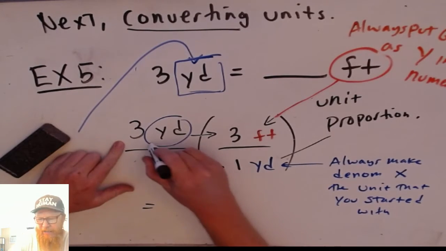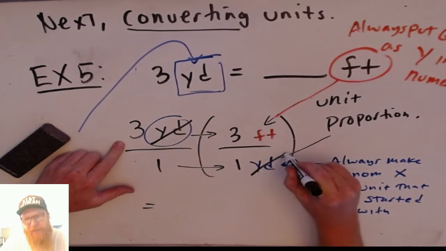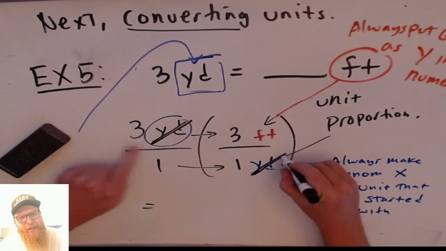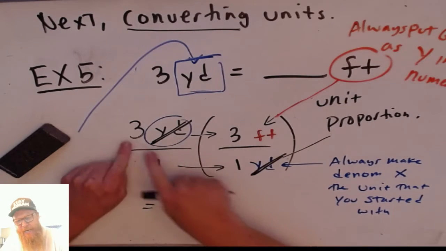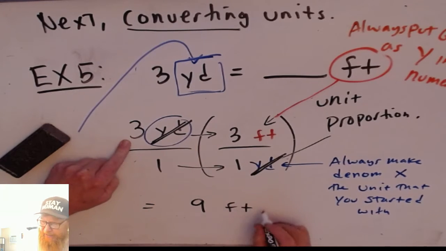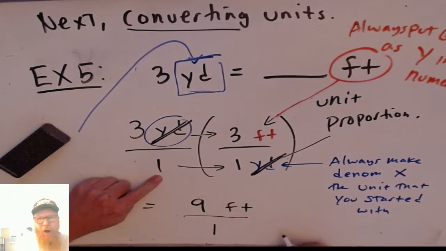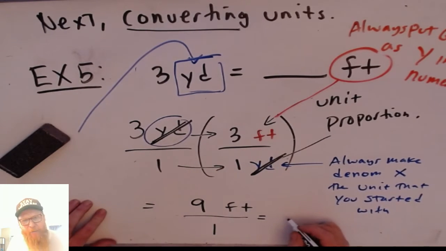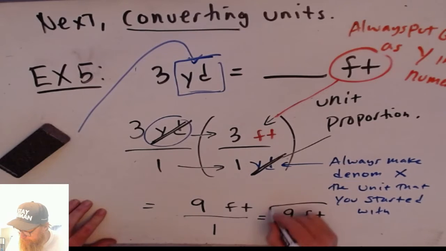So you're going to cross off the yards. Think of those as numbers: yards cancels with yards. And then you're going to multiply 3 times 3, and you're going to get 9 feet. Technically, it's over 1, because 1 times 1 is 1. So that would be just 9 feet.